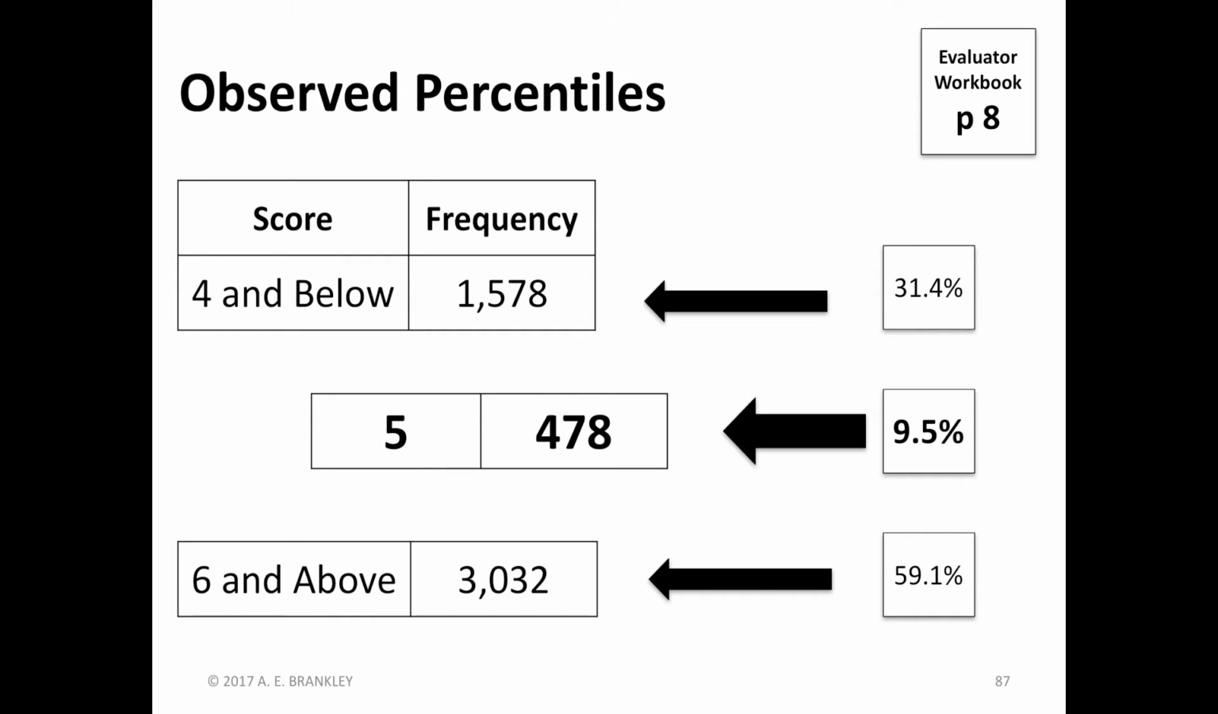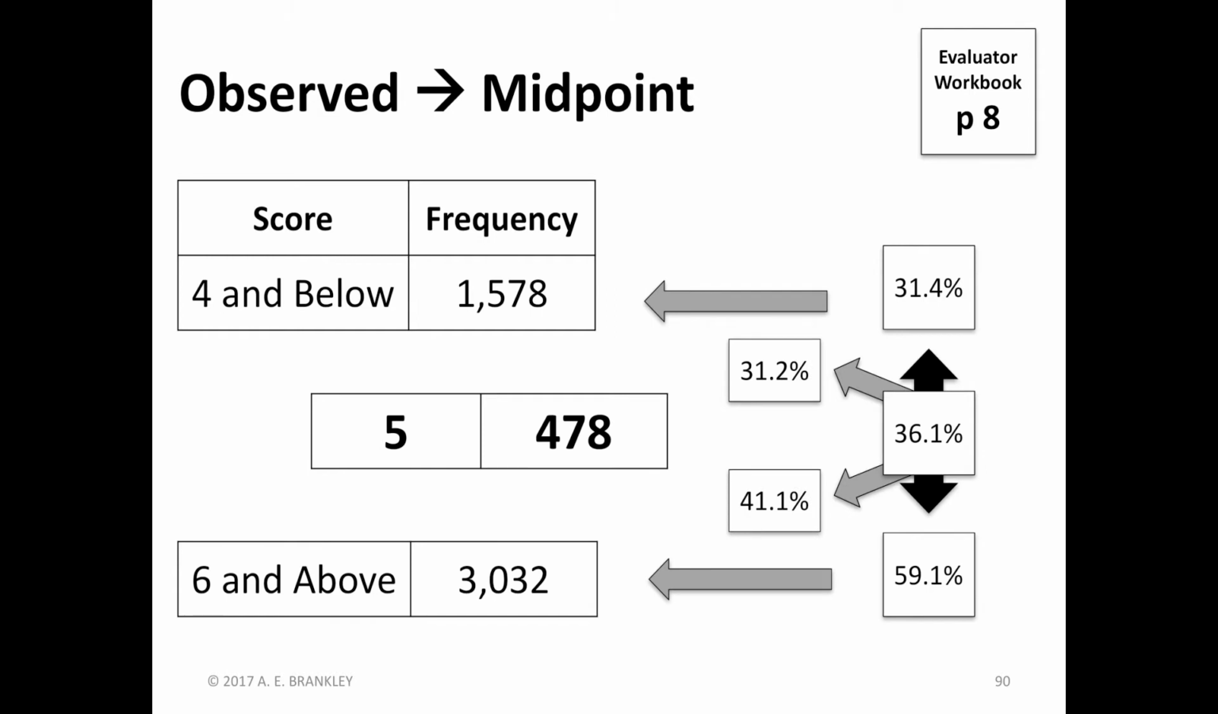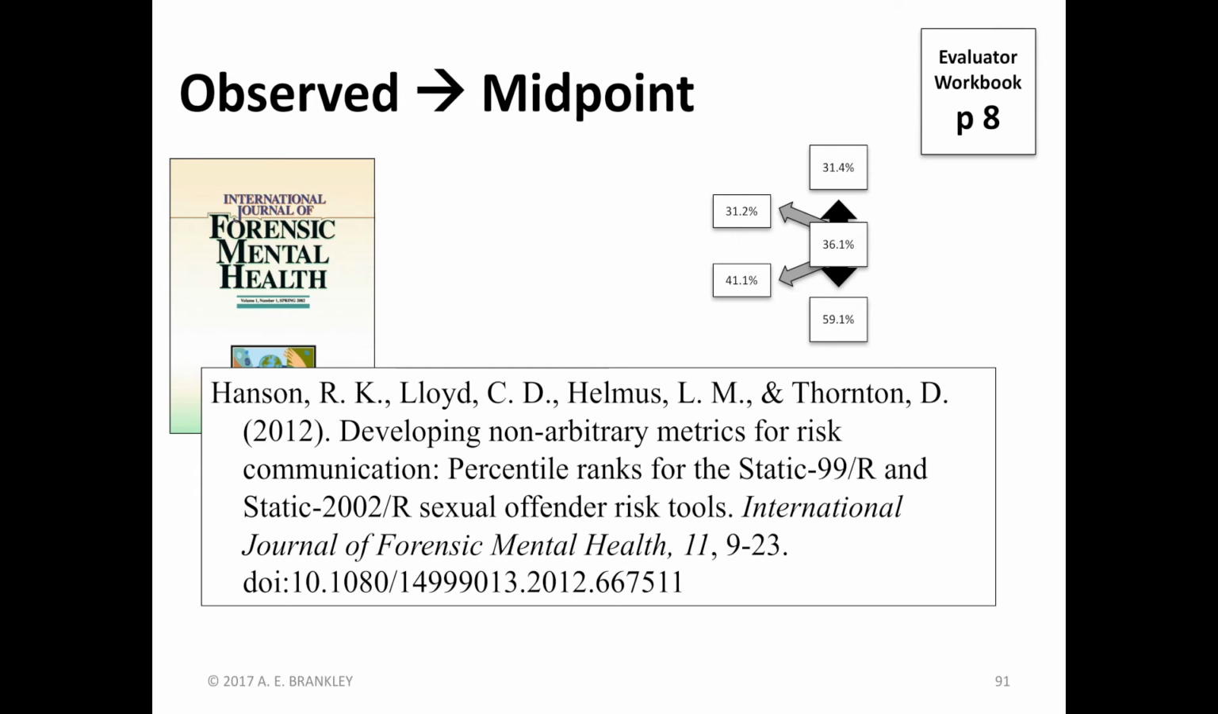We then summed all lower frequencies and divided by the total score and multiplied by 100 to give the percent scored below, and repeated that for the percent scored above. We also provided you with percentile ranks defined by the midpoint. Overall, what that means is we provided you with the midpoint value between those scoring below and above. In the case of a score of 5, the midpoint value is 36.1%. You can also compute confidence intervals, as you see here. For more on the calculations for midpoint values, see Hansen and colleagues' 2012 paper.